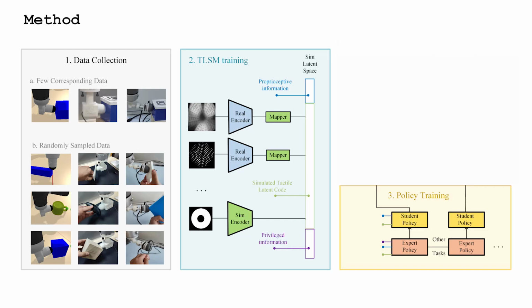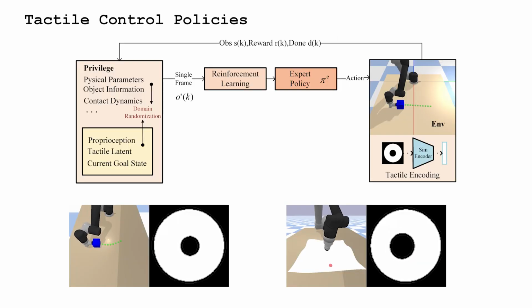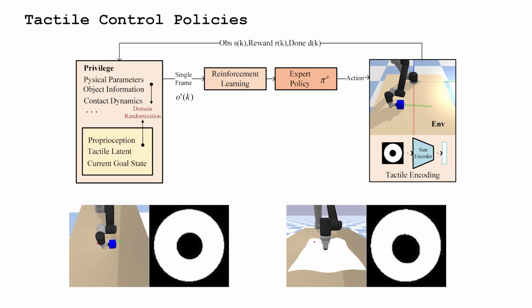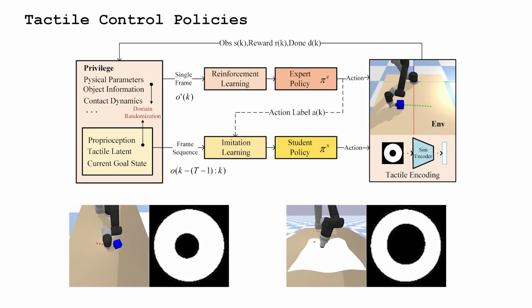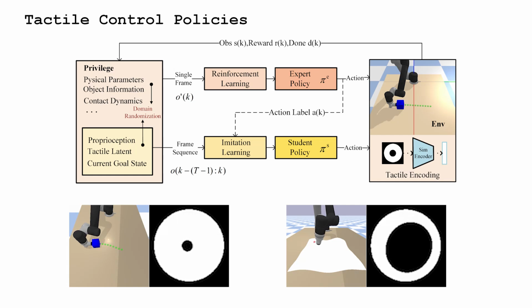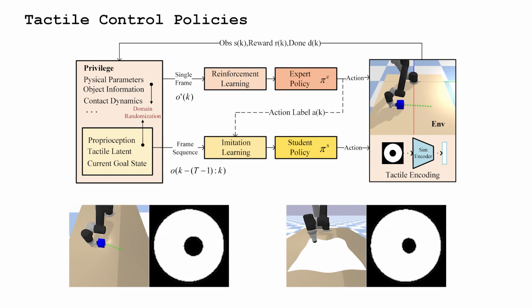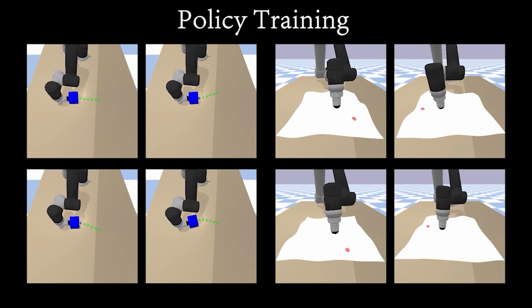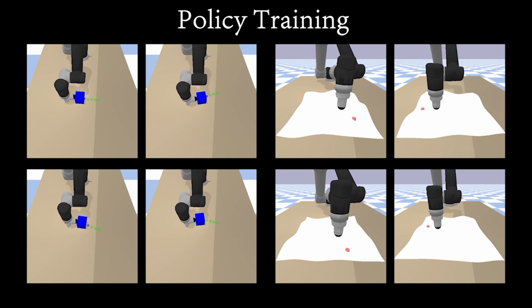Thirdly, using a privileged learning framework, we train both the expert and student policies separately for distinct tasks. The expert policy is trained by reinforcement learning, using observations that include physical parameters that are unattainable in the real world. The student policy, on the other hand, is trained using imitation learning. Its observations are based on the real-world environment and also include historical information. We conducted policy training for several contact-rich manipulation tasks, including robot pushing and surface following.